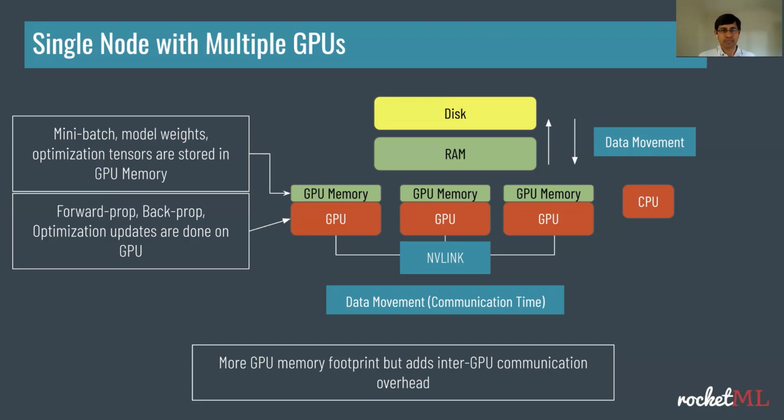Same as before, the mini batch, model weights, and tensors are stored in GPU memory. Forward prop, back prop, and optimization operations are done on GPU, and there is a data movement time, so additional overhead here. That is, the data has to sometimes move from GPU to GPU. So we have more GPU memory footprint because you have more GPUs, a multiple of the number of GPUs times GPU memory, but it adds inter-GPU communication overhead when you're trying to solve these problems. So single node with multiple GPUs is the next hardware configuration that is important to know.